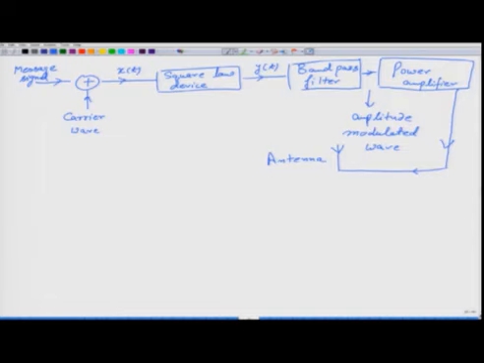So, once we have understood how this amplitude modulation works, let us now have a quick look at our second kind of modulation, that is frequency modulation. The second topic that we are going to study now is what is frequency modulation.